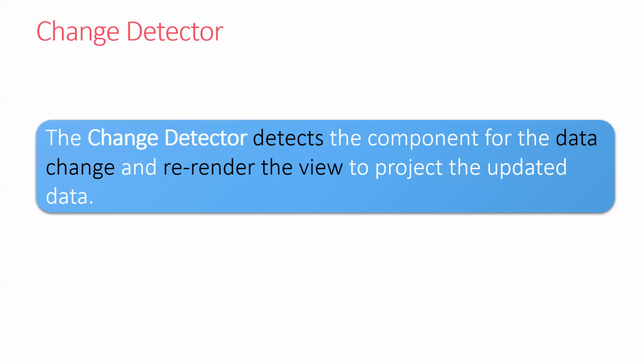So the change detector detects the component for the data change and re-renders the view to project the updated data. This slide should be clear to you. What does the change detector do? It does two things. First, it detects if the data is changed on the component class. And if data is changed, it re-renders the view to project, meaning display, the updated data. Everyone's clear about this slide? Okay?